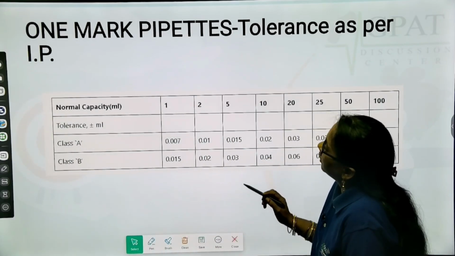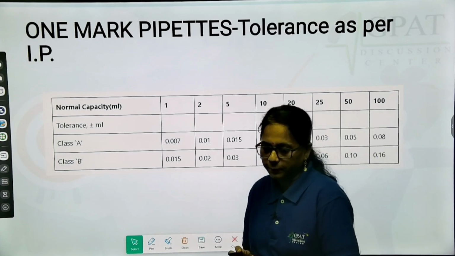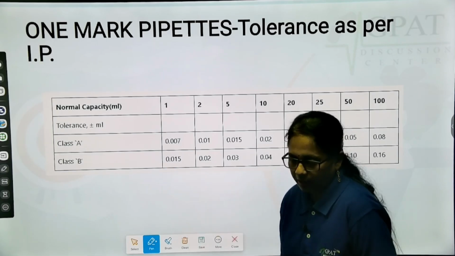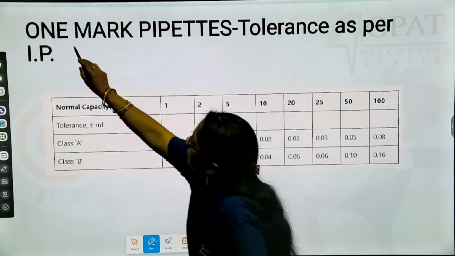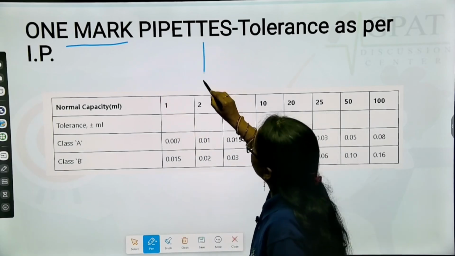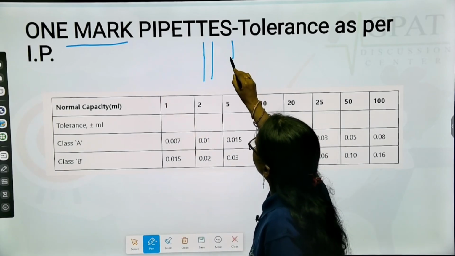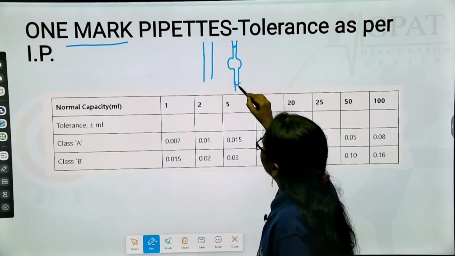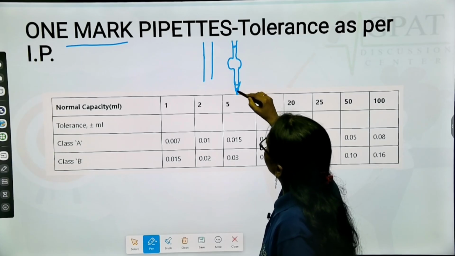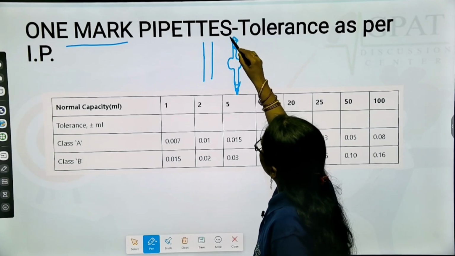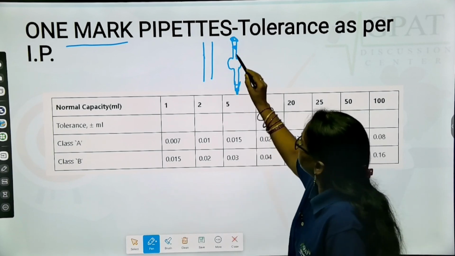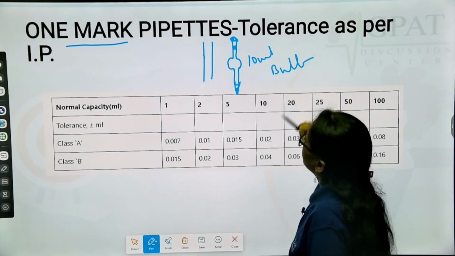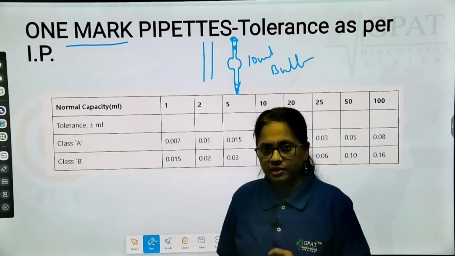Now let us see the tolerance limits for the one-mark pipettes, as per the Indian Pharmacopoeia. If you observe this slide, both class A and class B grades are given for the one-mark pipette. One-mark pipettes generally means the bulb pipettes, with a cone shape ending. One mark means a single division. 10 ml capacity bulb pipettes, 5 ml capacity bulb pipettes, 1 ml capacity bulb pipette is also there.